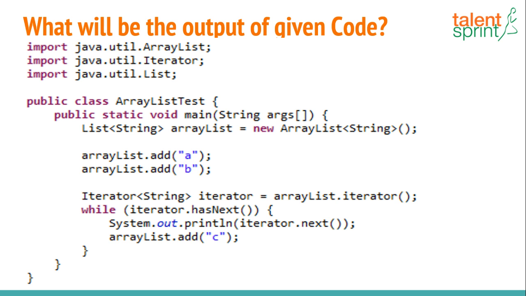Next one, this might take a little time. Output of the given code. We have an array list and then we have used an iterator here. So we have created an iterator to traverse through the array list. Iterator we talked about in the very beginning of the session, and hasNext also we have seen. So now it might be easy for you to go through this program and decipher what is going to be the output.